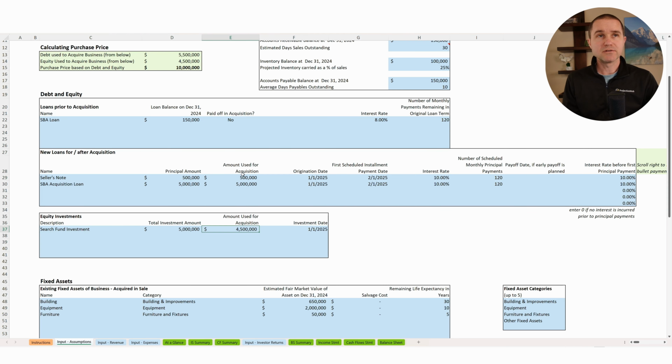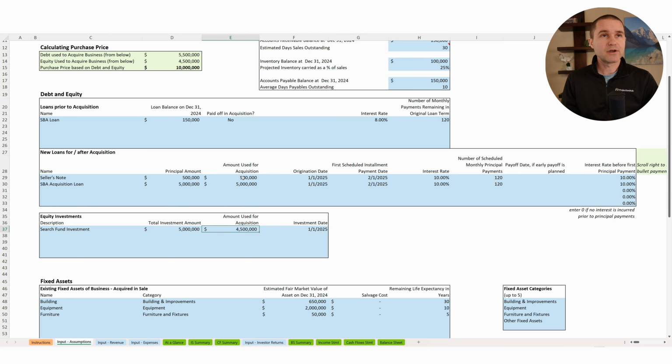You'll notice that you can have this number here, which is the amount borrowed or the amount invested. And then there's another number here that is the amount used for the acquisition. So in many cases, they'll probably be the same, but they might not be. So in the search fund investment, we said only 4.5 million is going to be used for the acquisition. The other 500,000 will be our working capital for the business as we get started.